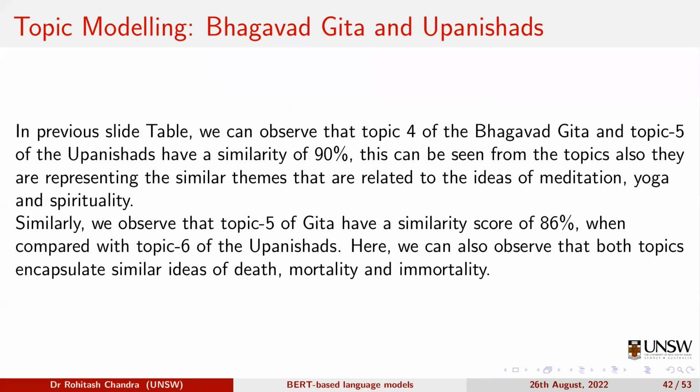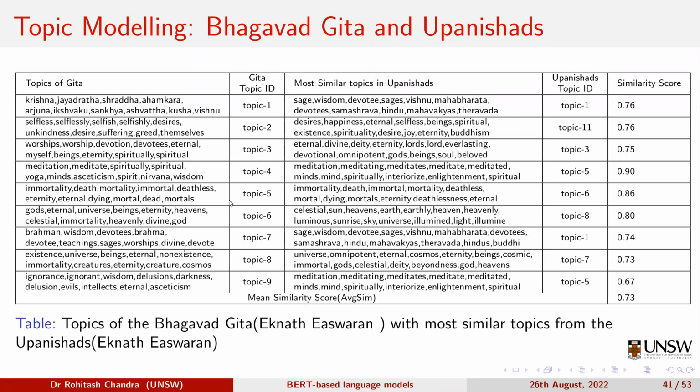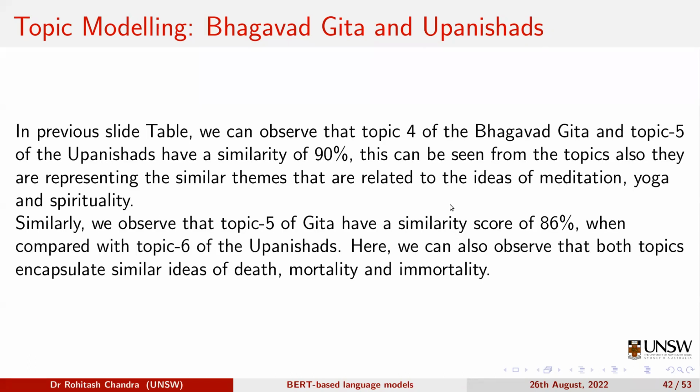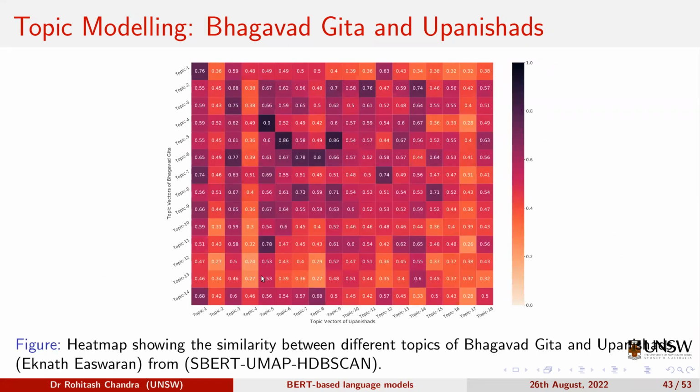And we can observe that both topics encapsulate similar ideas of death, mortality, and immortality. So that's for the 2 different topics in topic 5 about immortality and death. So we see this matrix where we see the combinations of how much similarity there is, for example topic 1 versus topic 9, so you have the topics in the Bhagavad Gita and Upanishads.